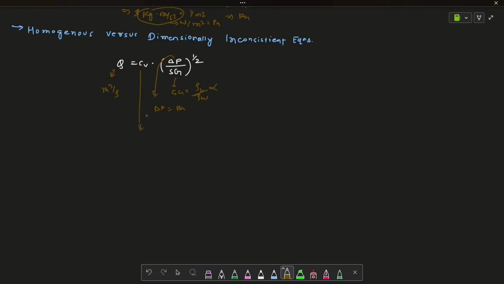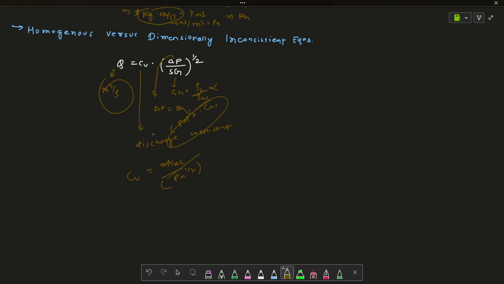If we match both LHS and RHS, the dimension on the LHS is meter cube per second, and the same dimension must be on the right hand side, but we are getting Pascal to the power half times CB. We don't know the dimension of CB because it is a coefficient. So we will describe CB as having the dimension meter cube per second divided by Pascal to the power half. So this way we can calculate the dimension of CB.